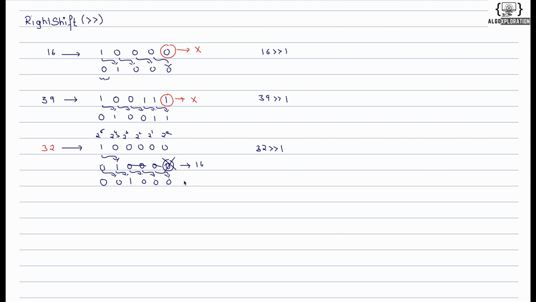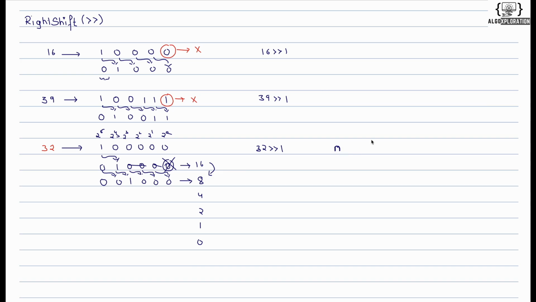I hope you know this. Now the value of this, this is a binary number. If you convert it into decimal, it will be 8. So here also we can say that 16 is getting divided by 2, so it becomes 8. If you do it one more time, it will be 4, then 2, then 1, then 0, right?